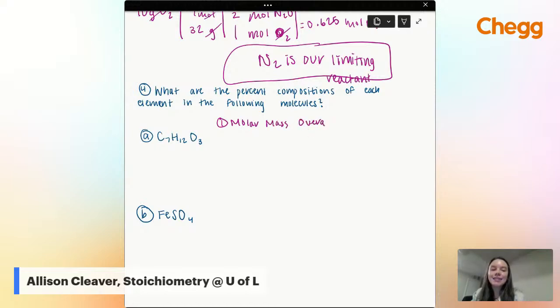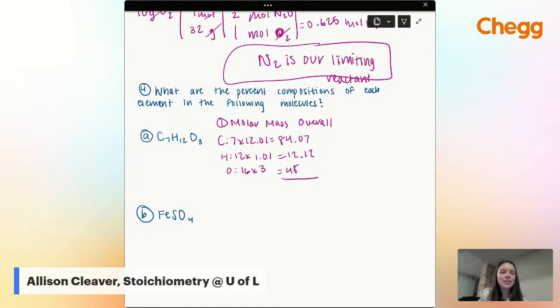To do that, let's see if anyone remembers. I'm going to give y'all 20 seconds. Tell me in the chat, how do I find molar mass? All right, so for that overall molar mass, we would do C is 7 times 12.01, so 84.07. H is 12 times 1.01, 12.12. O is 16 times 3, 48.